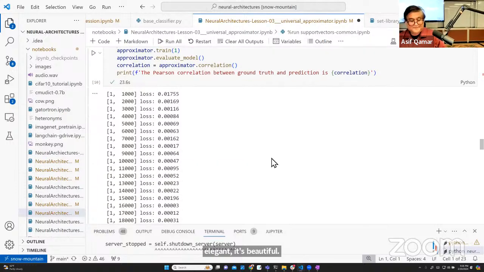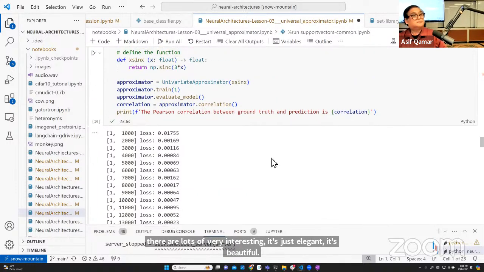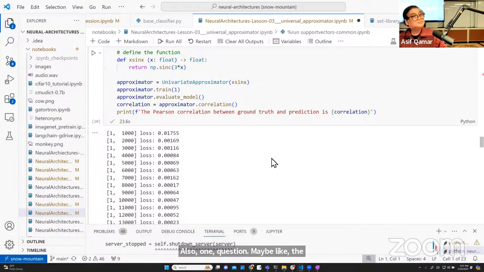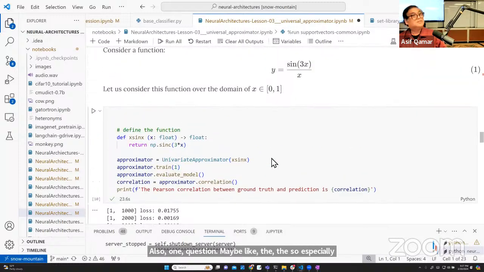So one question, maybe you can give us a clarification on the terminology, the parameters. Especially when you talk about the double descent, the number of data points, how complex the model is.